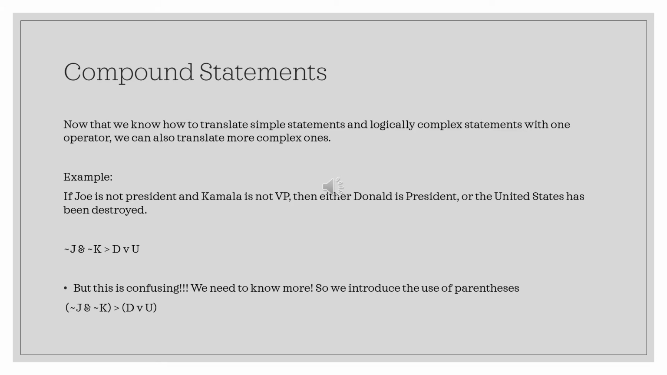When we've symbolized the sentence, it becomes less obvious what part of the sentence takes precedence over the others. So we introduce parentheses, in the same way that you do in math, to make it clearer which parts of the sentence go together and which part is the biggest, the most important, right? So in this case, because not J and not K go together, Joe is not president and Kamala is not vice president, we are going to put parentheses around those two, and then also D or U. That's the second half of the statement, the whole sentence, and so we're going to put parentheses around those.